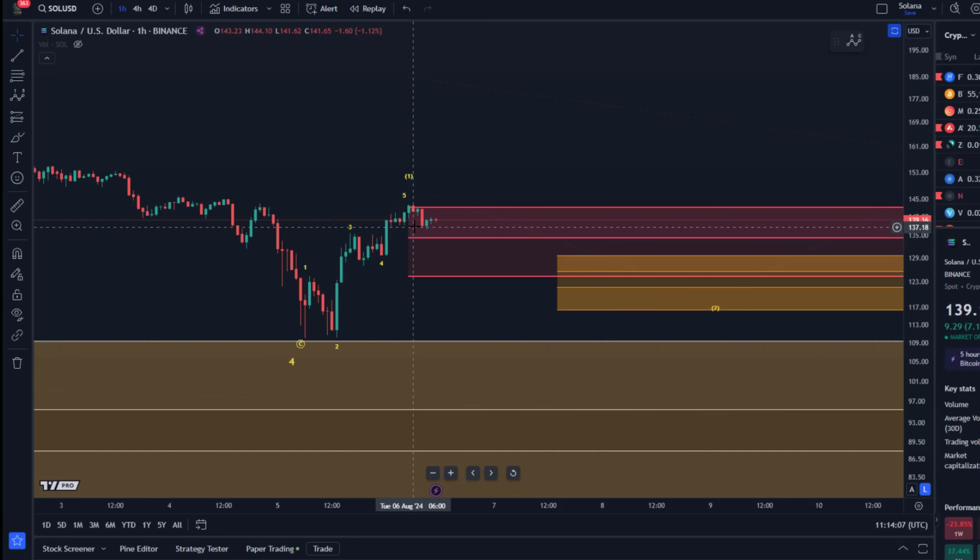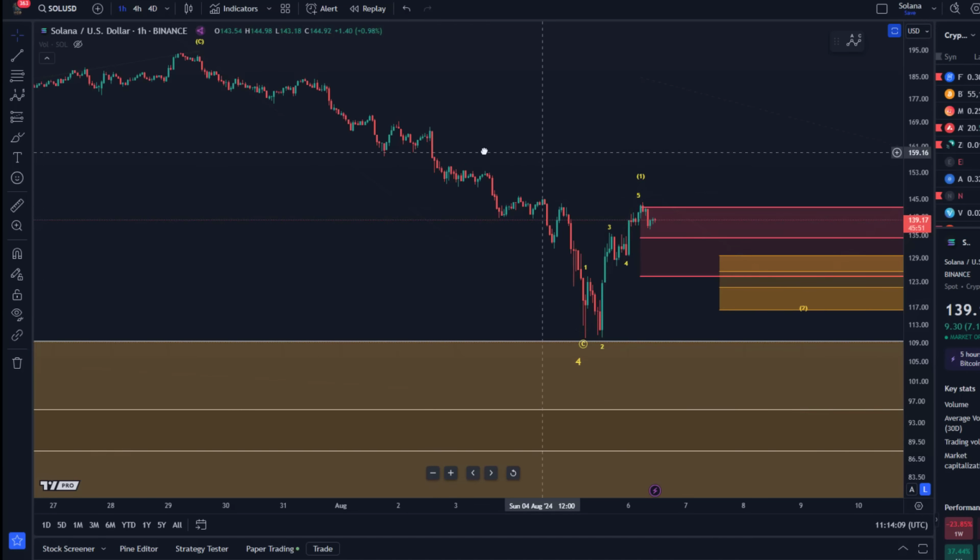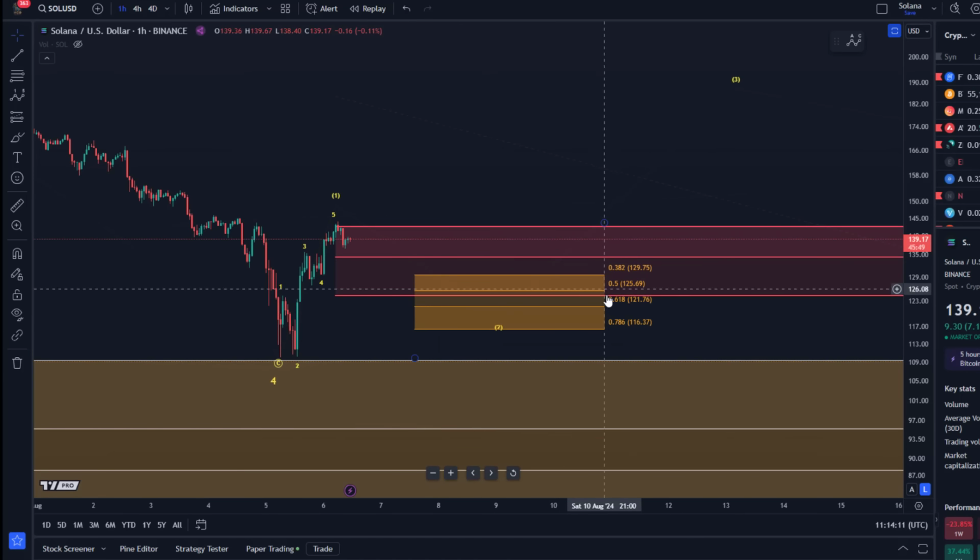And if we get 5 waves, we can add the next set of support levels to the chart. And they are here, between $116 and $129. That means in any pullback now, whether it's shallow or deep, to maintain the idea that we could have bottomed already, the price needs to hold above $116.37. Any break below it would favor another low.